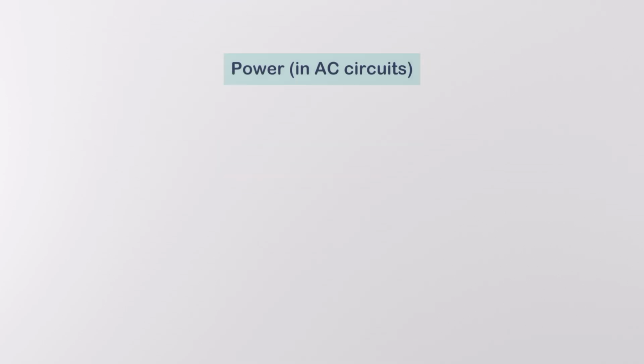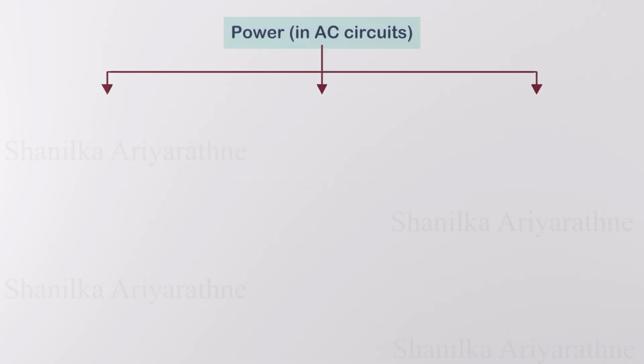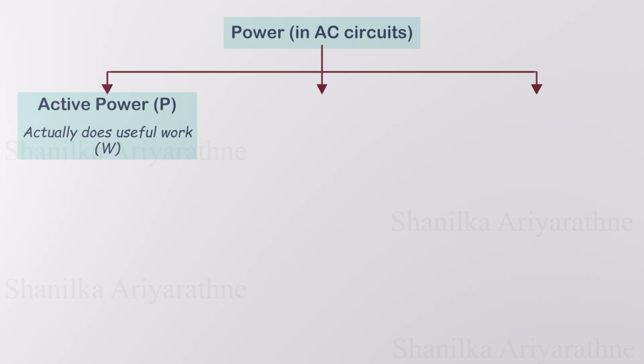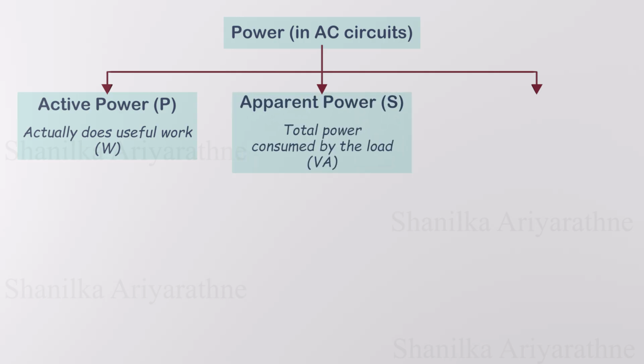In alternating current circuits, we need to understand three fundamental types of power. Active power. This is the real power that performs actual work in the circuit. Measured in watts. The apparent power represents the total power delivered to the load. It is equal to the product of root mean square voltage and root mean square current in an AC circuit. We write this in volt amperes.